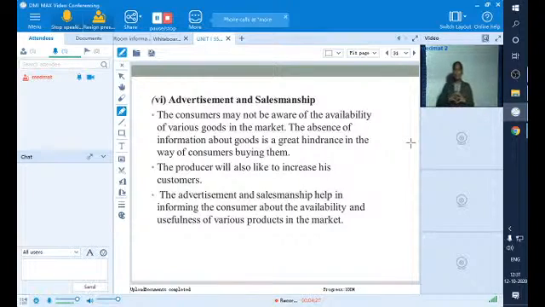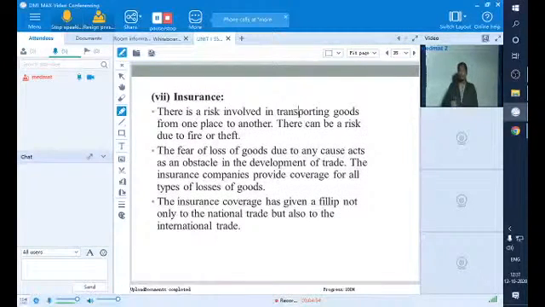The producers will also like to increase their customers. So the advertisement, and as well as what we can say is salesmanship. By means of advertisement and salesmanship, you are going to help the consumer to know about your particular product, and then you are going to give your product to the customers. So this is what we can say as advertisement and salesmanship. You are making the consumer aware about your product by means of marketing, advertisement and salesmanship.